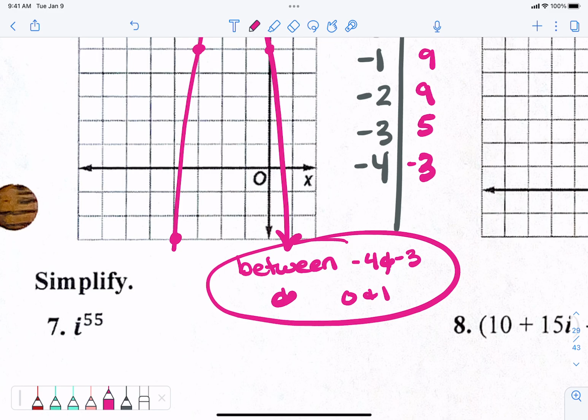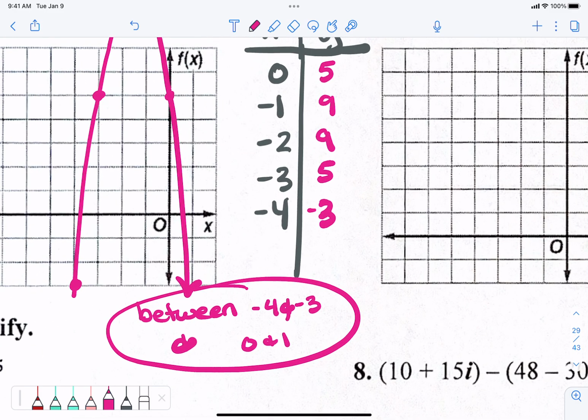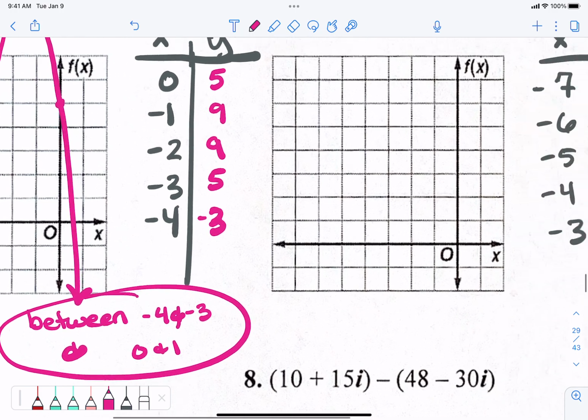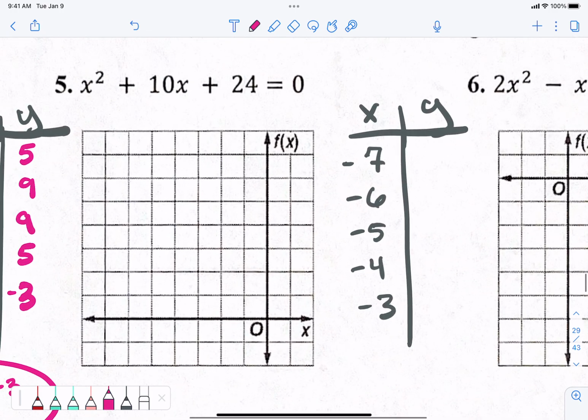Now the deal is, we know those are ones where we would have decimals that would come out with the quadratic formula, right? Yes, but we're not going to do that part. That's how we would find exactly those decimal places. Between -4 and -3, between 0 and 1. Do we have to do all of these?